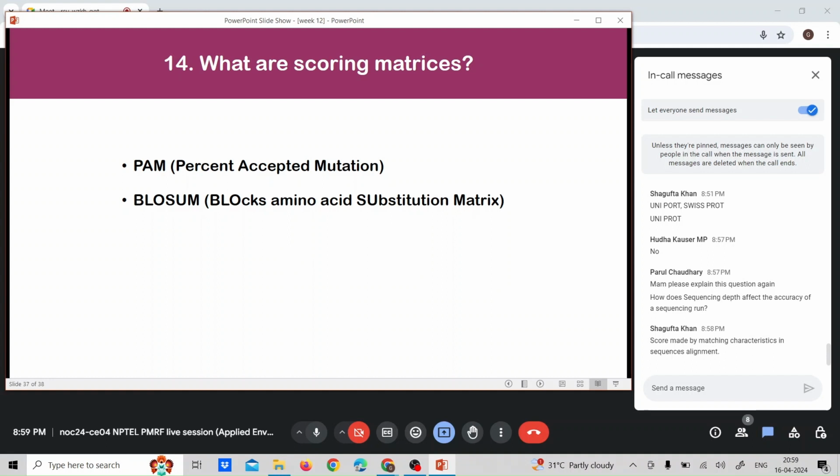If you are interested in knowing, and if it's required for what you'll be working on, you can just go back and read. There are multiple resources available to study PAM and BLOSUM. There are even standard textbooks that explain this, and you can also go back and read the literature that first published these matrix algorithms, so you will have a better idea of how things work.